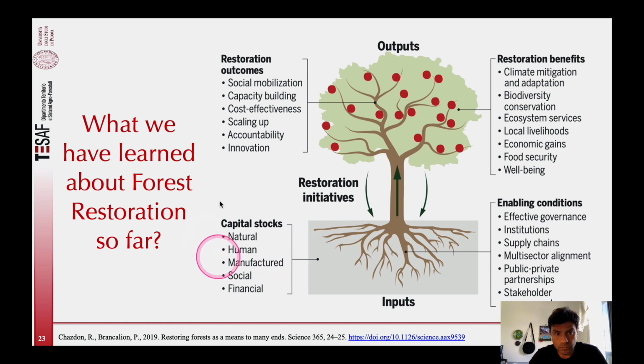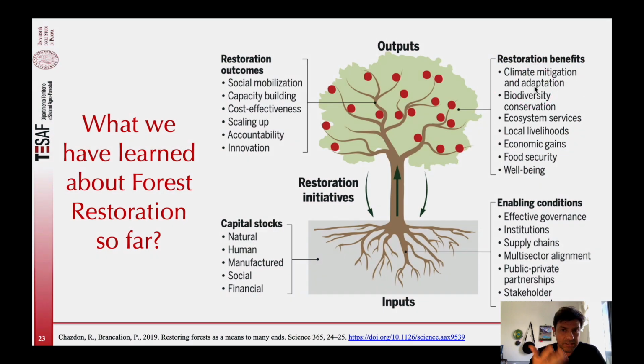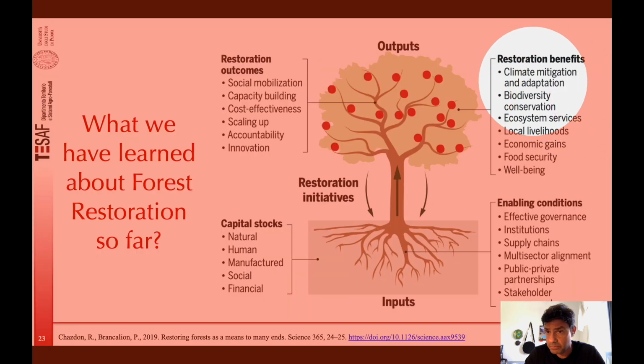So what we have learned about forest restoration so far is that in terms of benefits, we have many agendas. Forest restoration always has to consider the myths and the problems, and the complexity of developing and implementing a restoration project. But by doing that properly, you can contribute to climate mitigation and adaptation, biodiversity conservation, ecosystem services, local livelihood, because some species could bring non-timber products, economic gains, food security, and well-being for people.